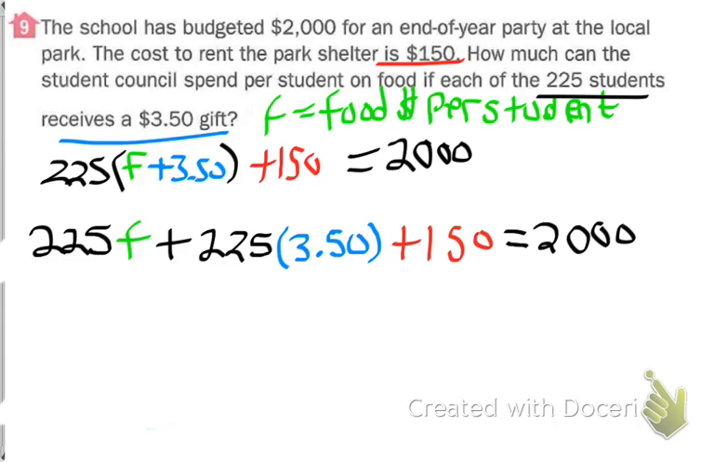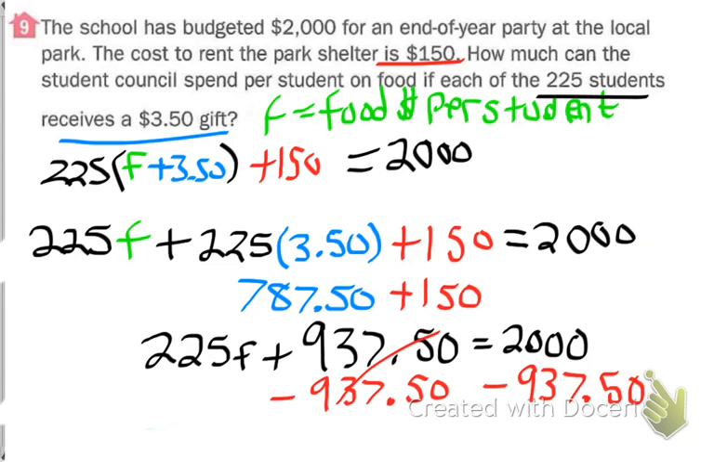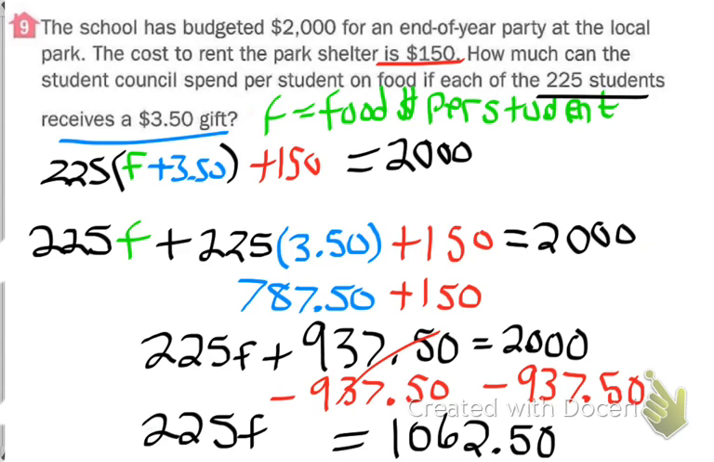Anyways, solve for F. So in this case, I already got rid of all the parentheses. Well, technically this parenthesis just means times. So you multiply that together, and then you'll move everything away. So find out what it's going to cost for gifts, grand total for all the kids. That's $787.50. Let's go ahead and add that to the $150 now, because since those are like terms, we'll be able to move them to the other side. All right, so you've combined all your like terms. So now you just need to subtract 937.50 from both sides, and then divide both sides by 225.